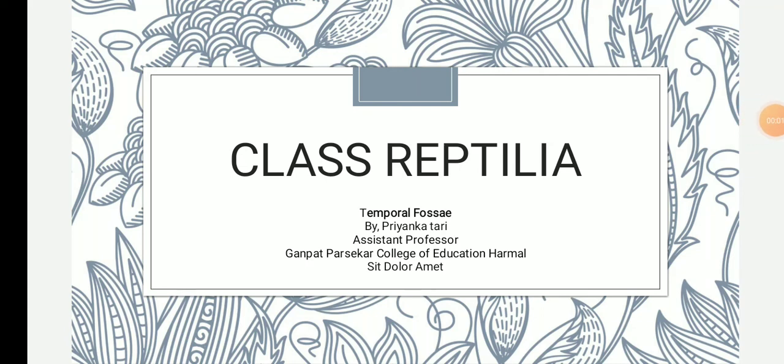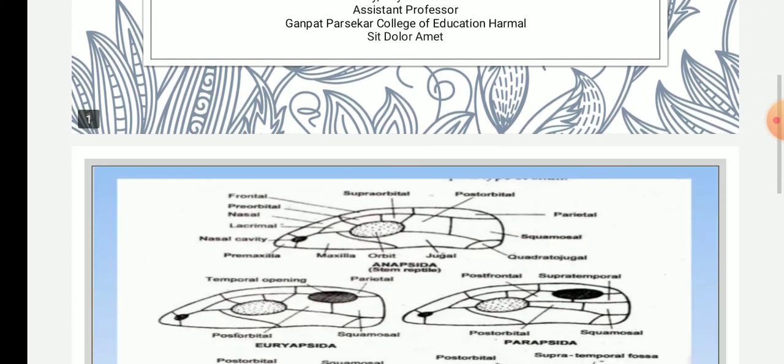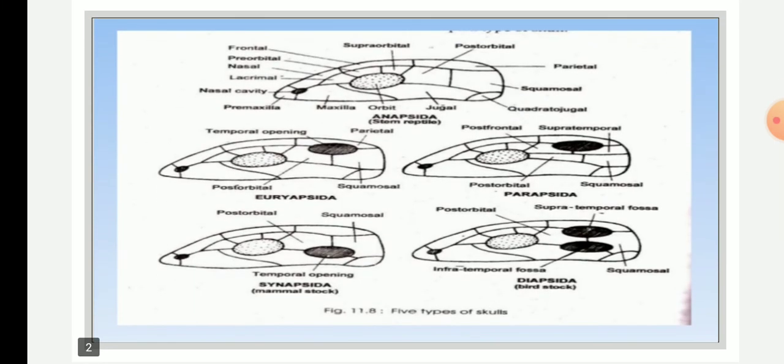Good morning, students. In today's lecture, we will study temporal fossae in reptiles. First, in order to study the temporal fossae of reptiles, we need to study the skulls of reptiles. What are the different types of skulls of reptiles? There are 5 different types of skulls of reptiles.